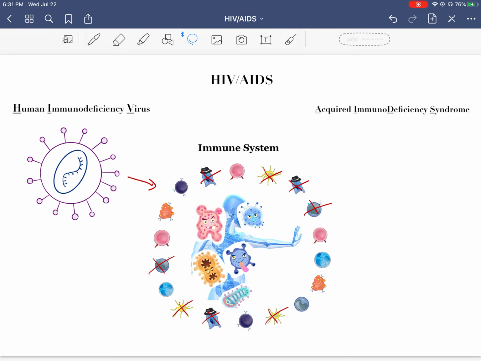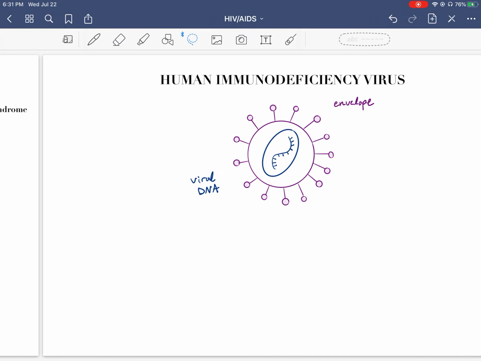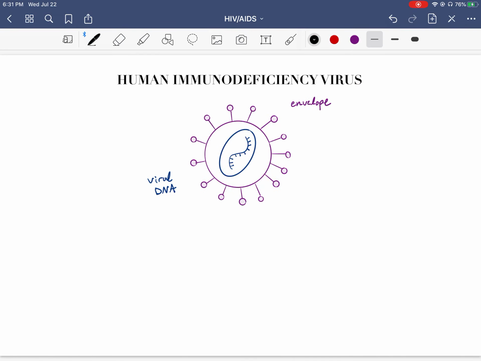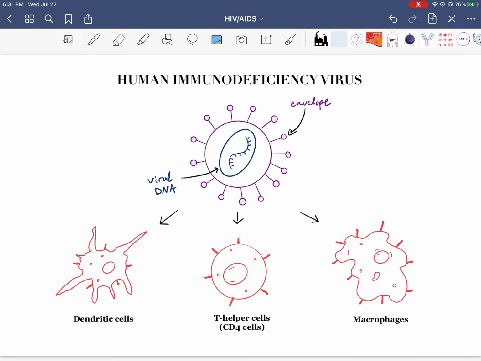Let's first take a closer look at the HIV virus itself. HIV consists of viral DNA encompassed by what is known as an envelope. HIV targets our immune cells. Specifically, HIV targets our white blood cells, including T helper cells, also known as CD4 cells, dendritic cells, and macrophages. More specifically, HIV targets a molecule on the surface of these cells known as CD4.